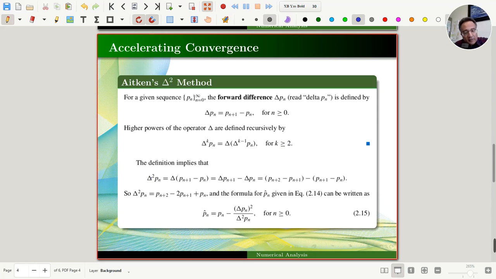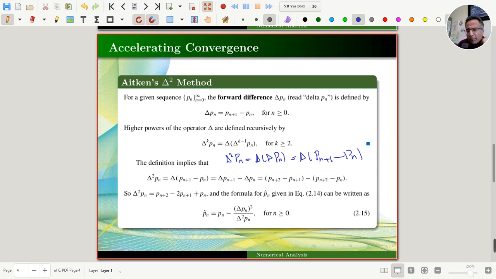Now, if you consider, for example, delta squared Pn, it will be delta of delta Pn. Look here, delta squared Pn is equal to delta of delta Pn, and delta Pn is Pn plus 1 minus Pn. We defined it here. And delta squared Pn should be equal to delta Pn plus 1 minus delta Pn, and delta Pn plus 1 is Pn plus 2 minus Pn plus 1, minus Pn plus 1 minus Pn.